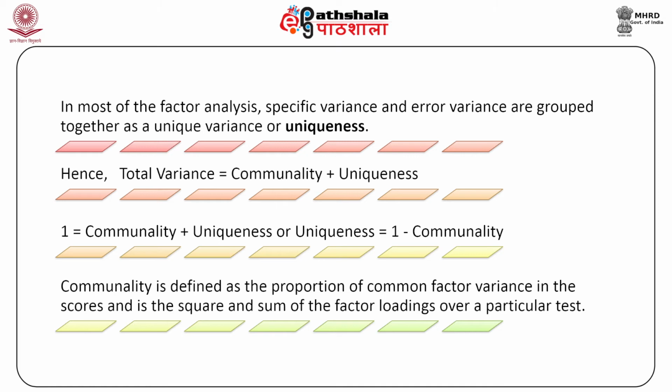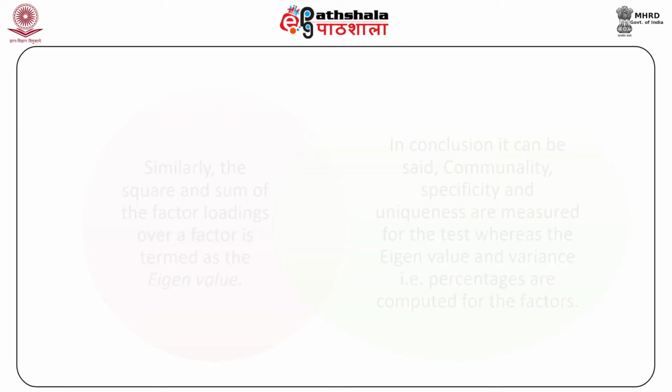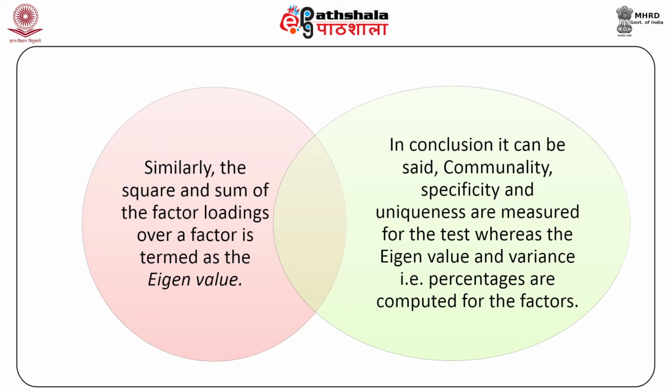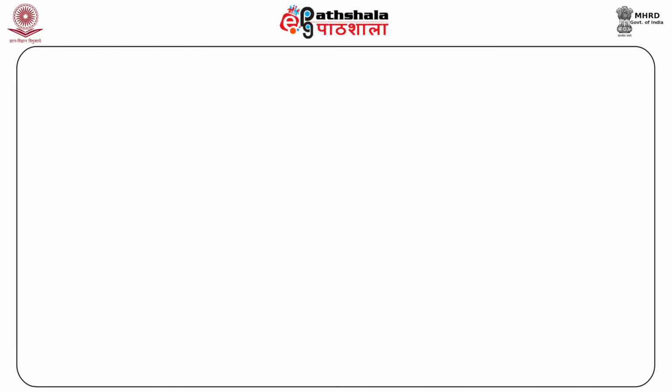Communality is defined as the proportion of factor variance in the scores and is the sum of the squares of the factor loadings over a particular test. Similarly, the sum of the squares of the factor loadings over a factor is termed the eigenvalue. In conclusion, communality, specificity, and uniqueness are measured for the test, whereas the eigenvalue and variance, that is percentages, are computed for the factors.